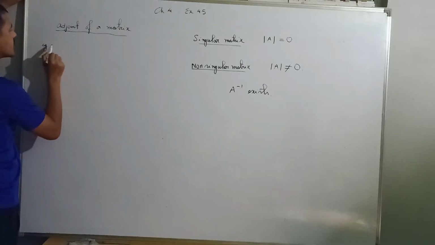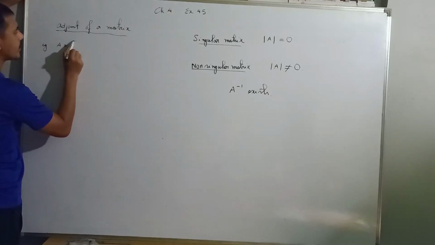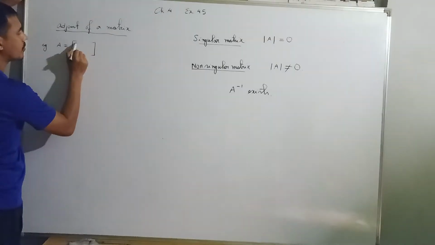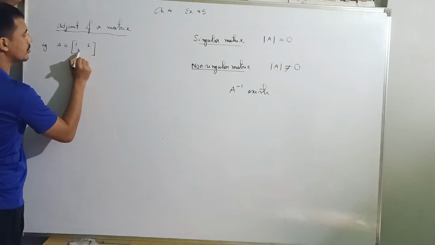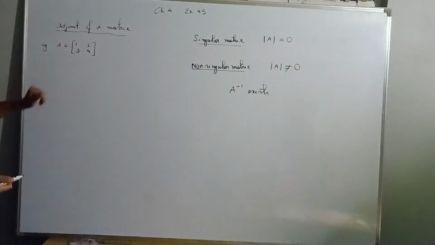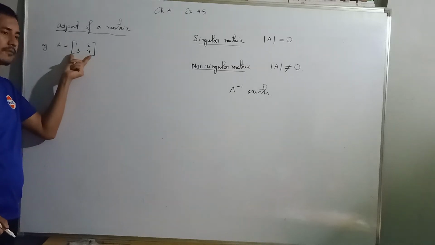Now, let's consider an example that A is a square matrix of order 2: 1, 2, 3, 4. Let me find out the cofactor of the elements of this matrix.